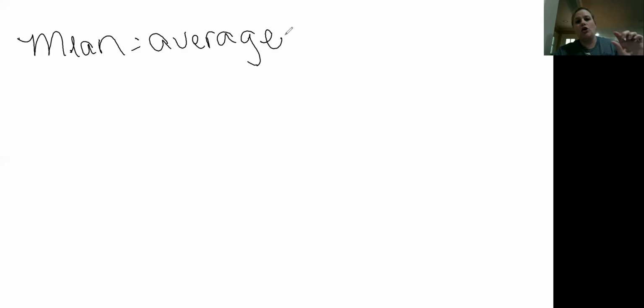Then I take all the point values that you earned and I add them up for the entire 9 weeks. And then I divide by how many points I assigned, how many points you could possibly earn if you made 100 on everything. And that's how we find your average, which is in mathematical terms, a mean.